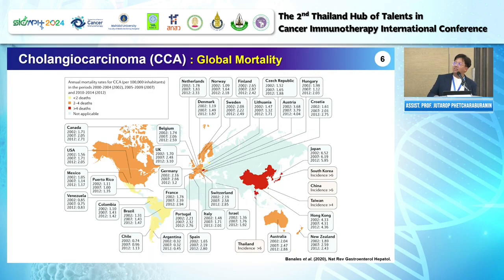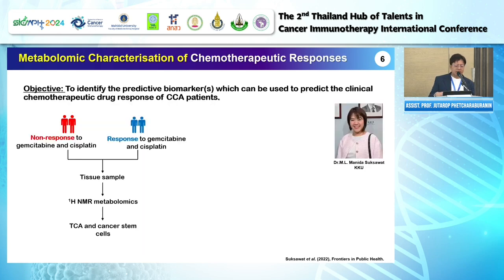For global mortality, of course, Greater Mekong sub-region countries and southern China are ranked number one, as you can see from this diagram. At our Khon Kaen University, we have many teams working on cholangiocarcinoma in many fields: cancer prevention, cancer treatment, and cancer prognostics and diagnostics. One of the studies that Dr. Manida and I have been involved in is the study of chemotherapeutic response patterns using metabolomic characterization.